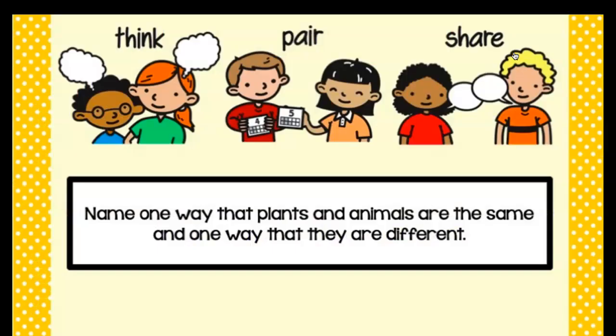So what you're going to do is on Seesaw, you are going to name one way that plants and animals are the same and one way they are different.